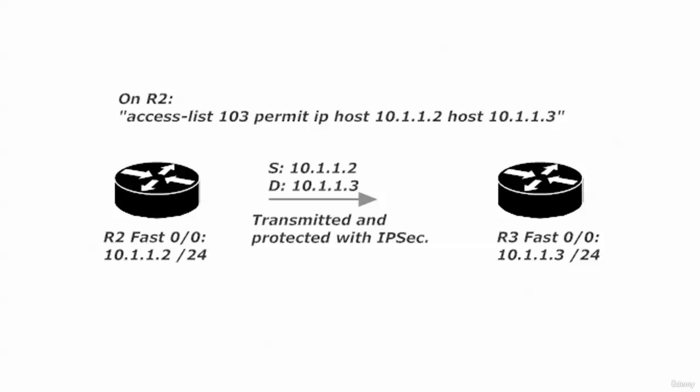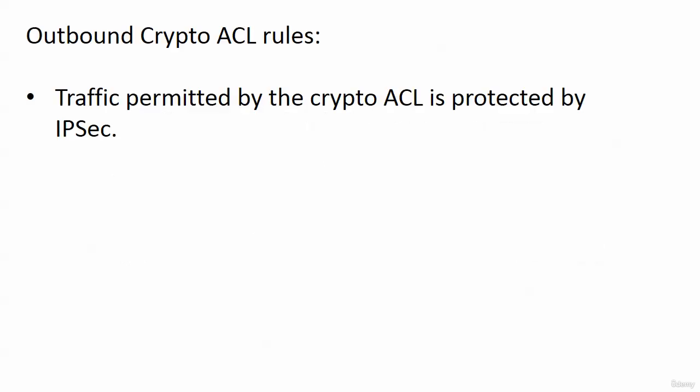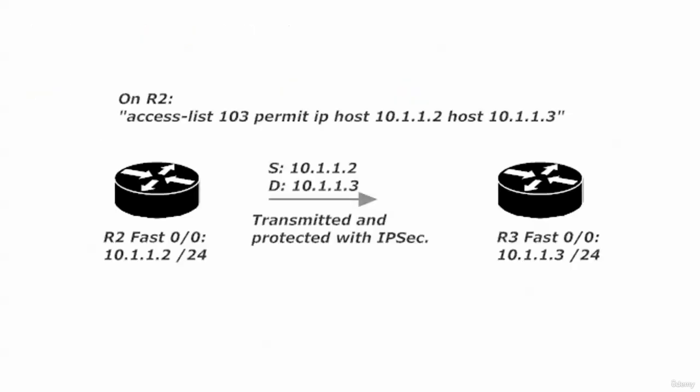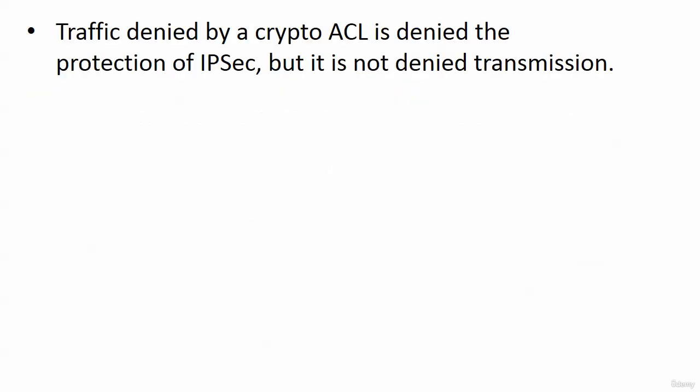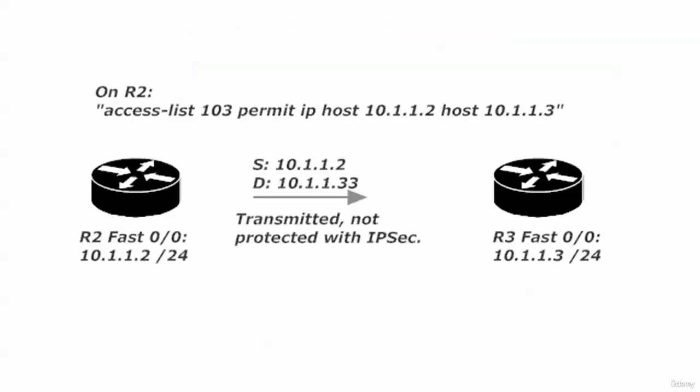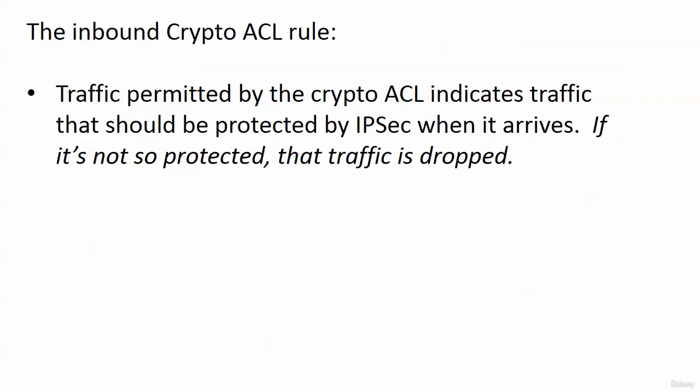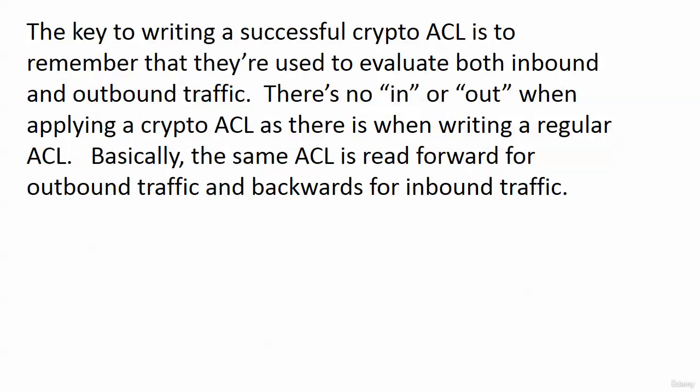So let's review those rules very quickly. Very important stuff here. The outbound crypto ACL rules, traffic permitted by the crypto ACL is protected by IPsec. Traffic denied by a crypto ACL line, whether it is implicit or explicit, is denied the protection of IPsec, but it is still transmitted. Then finally, inbound, it's a last second security check. Traffic permitted by the crypto ACL indicates traffic that should be protected by IPsec when it comes in, and if it's not so protected, that traffic is dropped.